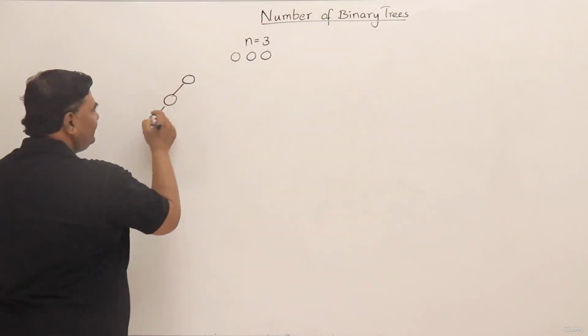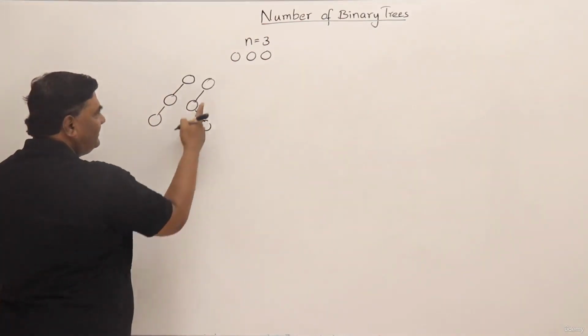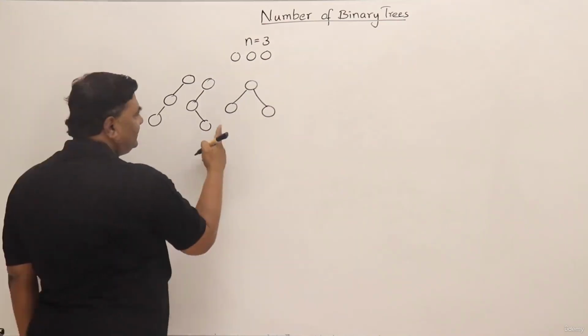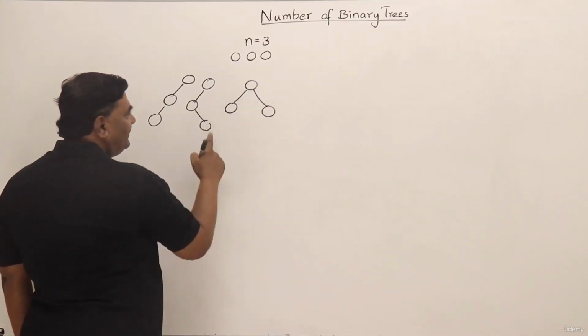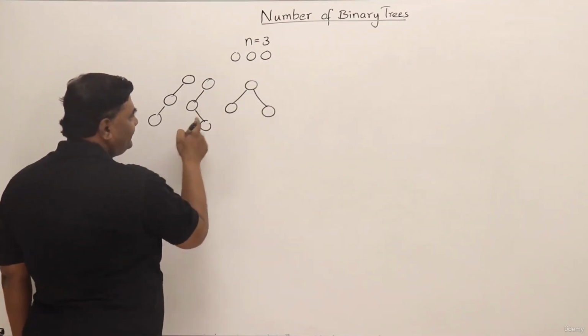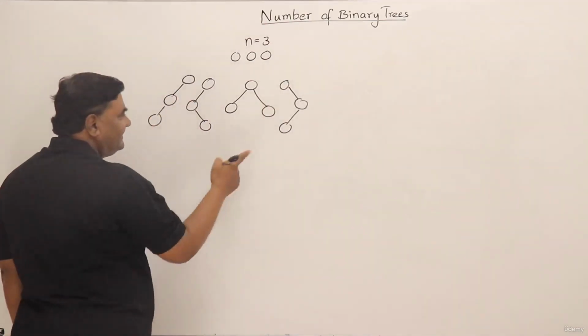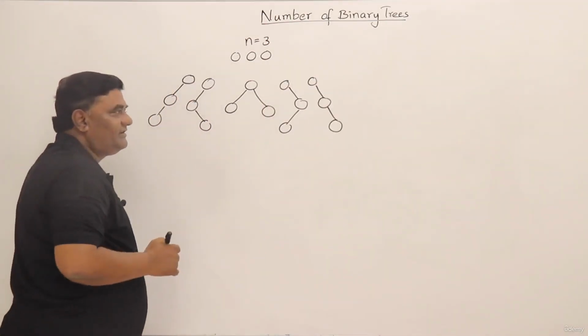This is one shape, first one. Second shape, that is root, left and its right. Third shape with 3 nodes. Now next will be a mirror image of this one. This is the fourth one. The next will be mirror image of this. There are 5 different trees.